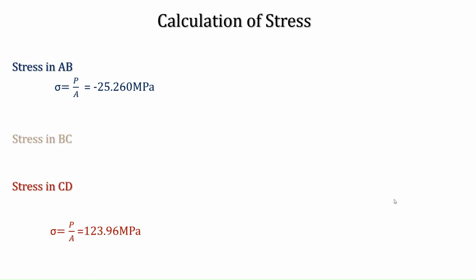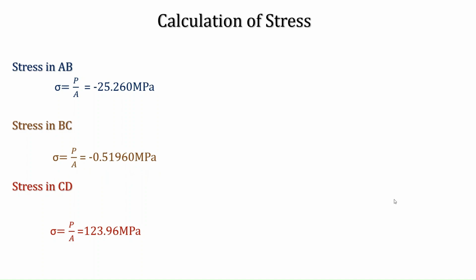In the AB portion, the magnitude of the stress is given by the ratio of the force acting and its cross-sectional area. Upon substitution, we get the stress in the portion AB equal to minus 25.260 megapascals, which indicates that it is a compressive stress. Next, the stress in BC is equal to minus 0.5196 MPa, and the stress in the portion CD is equal to 123.96 megapascals.